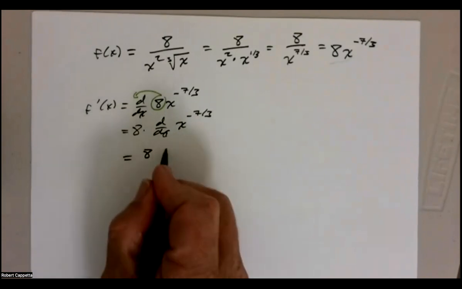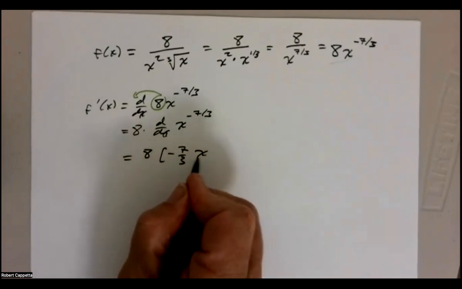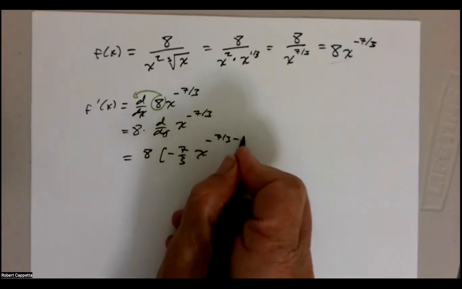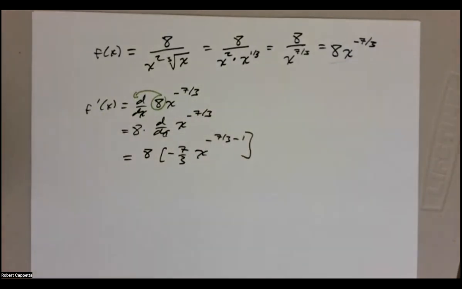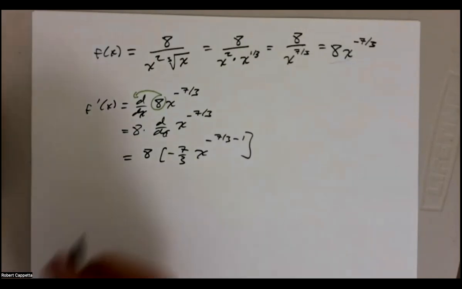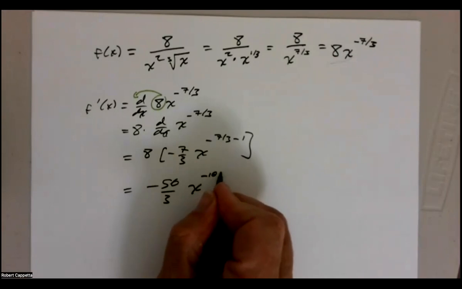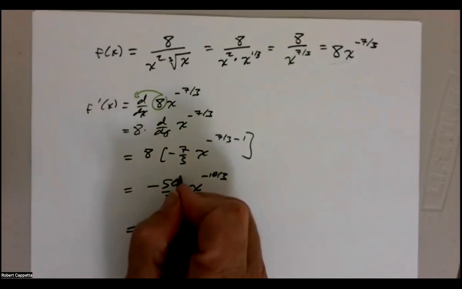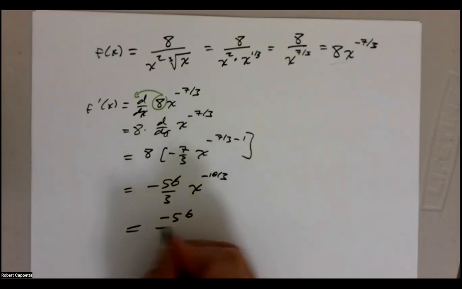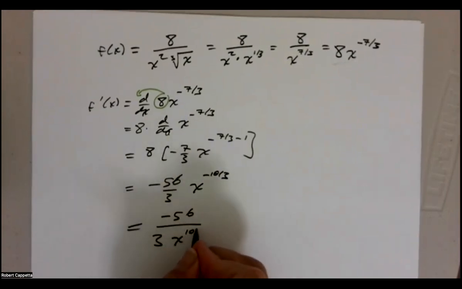Bring the exponent down. Negative 7/3, x to the negative 7/3 minus 1. So what is that? What is negative 7/3 minus 1? Be careful with the fractions, right? Negative 7/3 minus 1 is negative 7/3 minus 3/3, or negative 10/3. So I get negative 56 over 3 times x to the negative 10/3. I would just as soon have you write this as negative 56 over 3 times x to the 10/3 in the denominator.